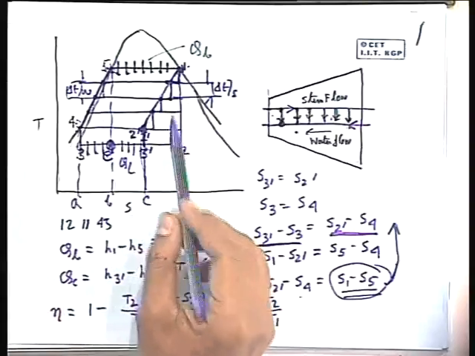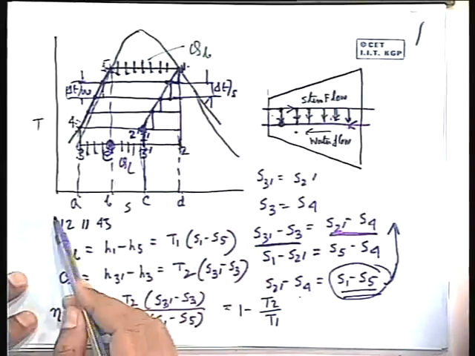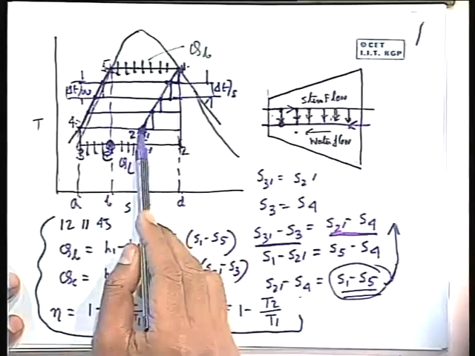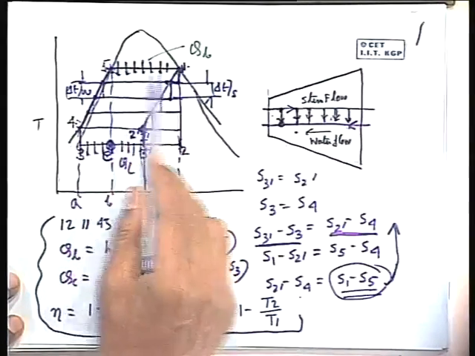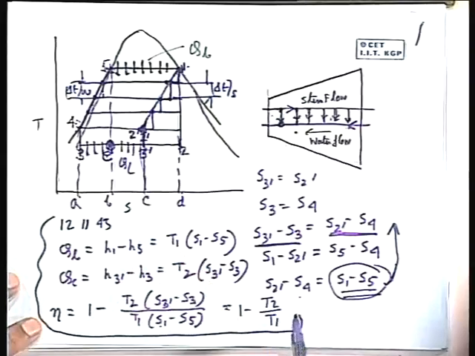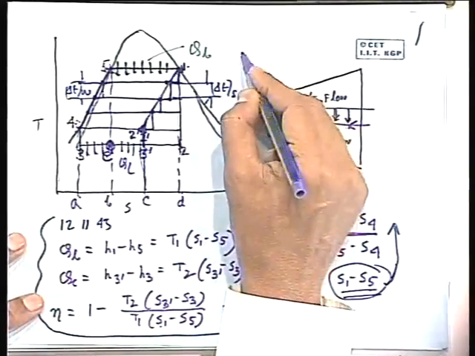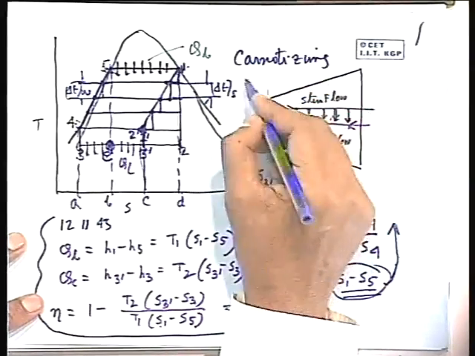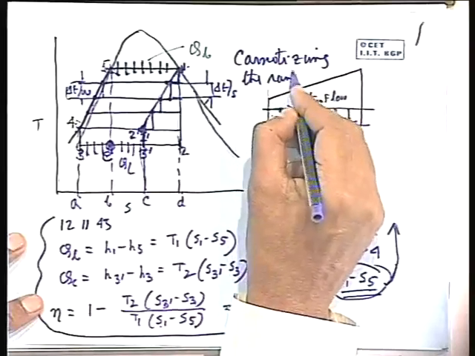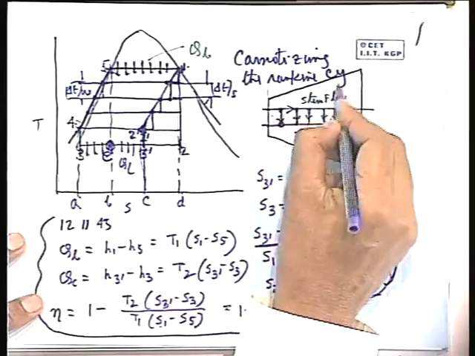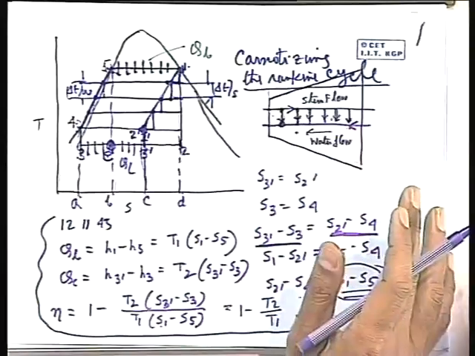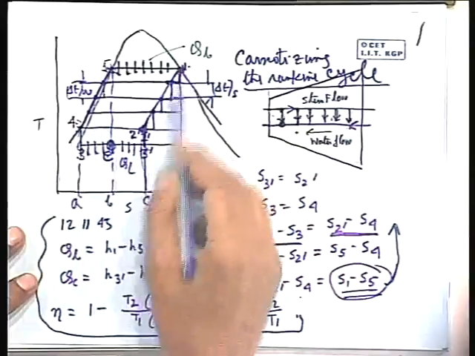One can geometrically tell this immediately from intuition, but one can also work it out and show that ultimately the cycle represented by 1, 2 dash, 3 dash, 3, 4, 5 for the regeneration cycle is the same as the Carnot cycle. This process is known as Carnotizing, very important, Carnotizing the Rankine cycle. So, with the concept of ideal regenerative process, a Rankine cycle can be Carnotized.